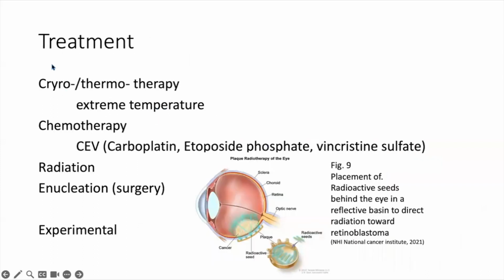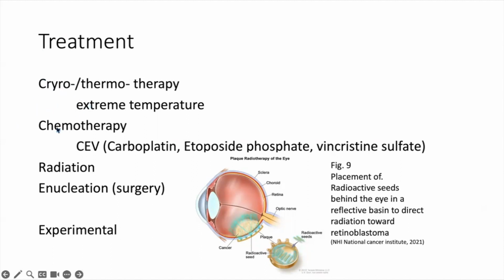Treatments for retinoblastoma include cryo and thermotherapies, chemotherapy, radiation, enucleation, and experimental therapies such as specific targeting therapies. Cryo and thermo would involve the use of extreme temperatures to shrink and cauterize surrounding tissue to remove this damaged or affected tissues.